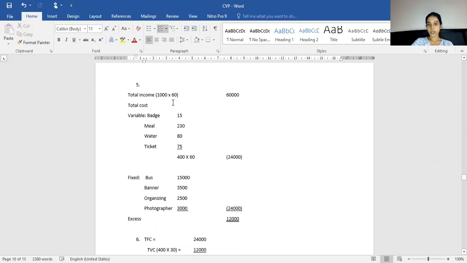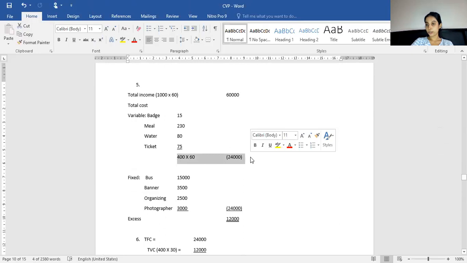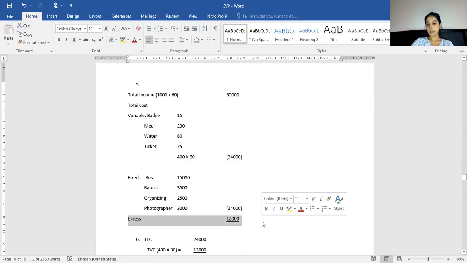Total income from 60 students, 1000 into 60 is 60,000. And the total cost, we can break it down into two components, variable and fixed. Total variable cost from a student is 400 into the number of students, 60, total will be 24,000. And the total fixed cost we identified as 24,000. Okay, so when we sum this up, the excess amount will be 12,000. Okay, so you have to show each of these components separately.